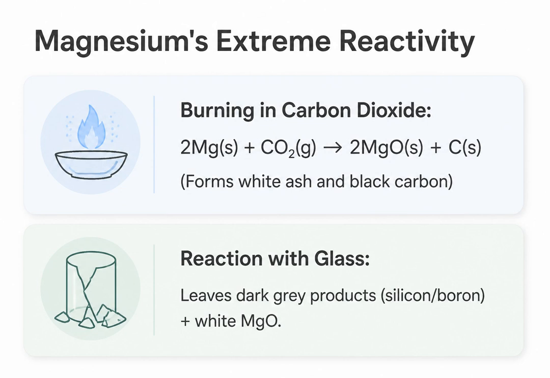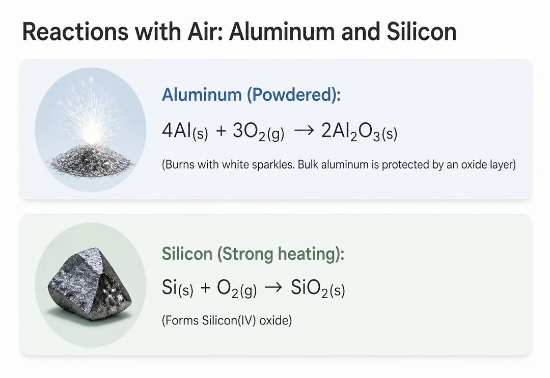If you heat magnesium in a glass tube, it will even react with the glass itself, extracting silicon and boron to leave dark gray residues. Moving to aluminum, bulk aluminum has a tough protective oxide layer that inhibits reaction. But if you sprinkle aluminum powder into a flame, it burns with brilliant white sparkles to form aluminum oxide. Silicon is less reactive. It requires very strong heating and oxygen to finally ignite and form silicon dioxide.